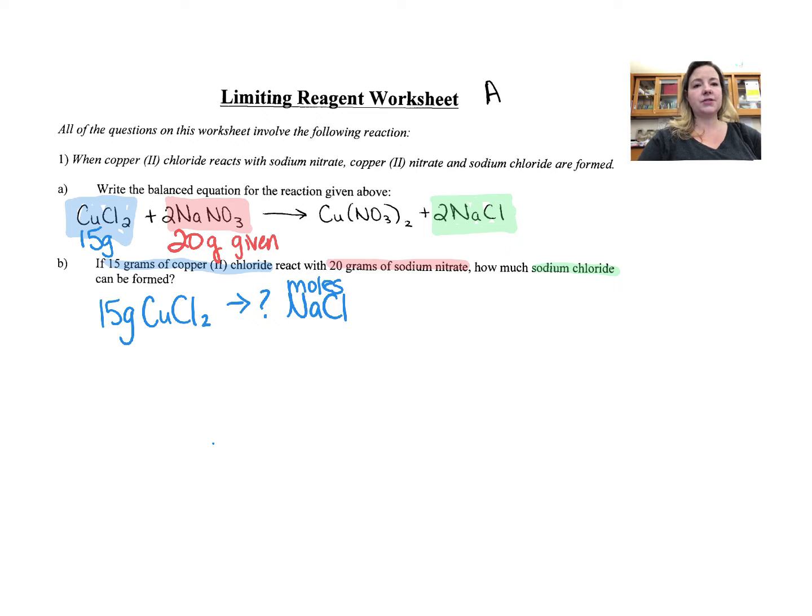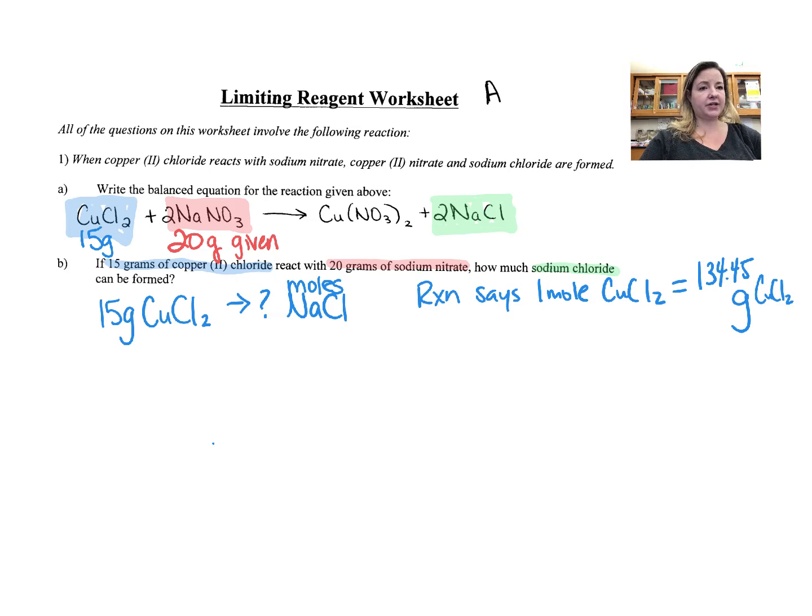If we look at our balanced reaction, it says that we only need 1 mole of copper chloride. So I'm going to need to find out how much 1 mole of copper chloride weighs because I'm starting with 15 grams of copper chloride. So I need the molar mass of copper chloride. I find that the molar mass of copper chloride is 134.45 grams.